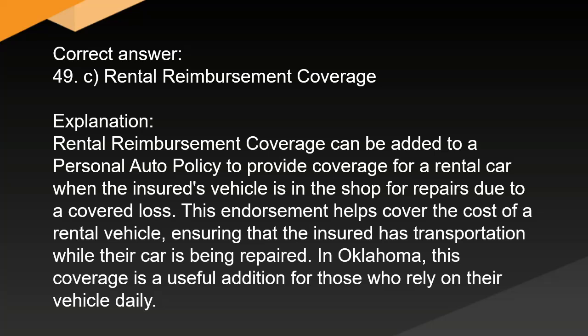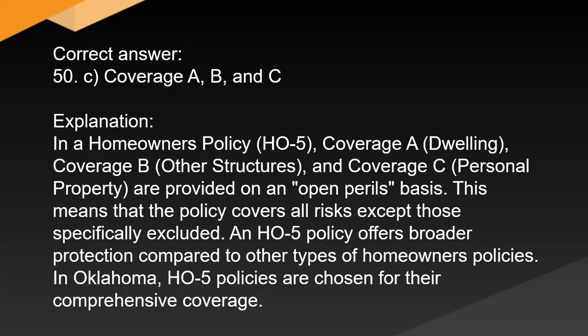Correct answer: C. Rental reimbursement coverage. Explanation: Rental reimbursement coverage can be added to a personal auto policy to provide coverage for a rental car when the insured's vehicle is in the shop for repairs due to a covered loss. This endorsement helps cover the cost of a rental vehicle, ensuring that the insured has transportation while their car is being repaired. In Oklahoma, this coverage is a useful addition for those who rely on their vehicle daily.